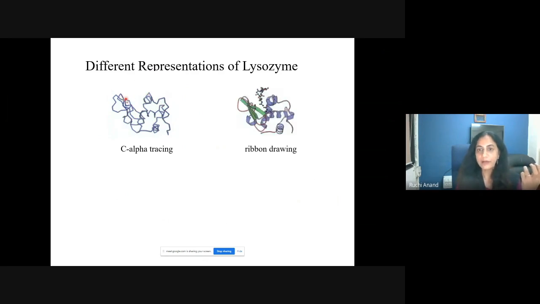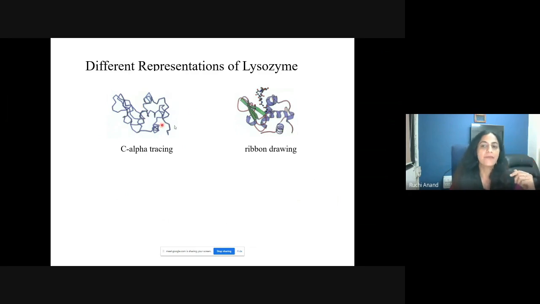And you can now see a different view, which is called a ribbon drawing, where you can see the secondary structure. So there's a helix, but you really have to peer to see this alpha helix. But in a cartoon representation, which is also called ribbon representation, you can see where the secondary structures are very clearly. Is this a true representation of what the protein looks like? Maybe not. Both of them are not.